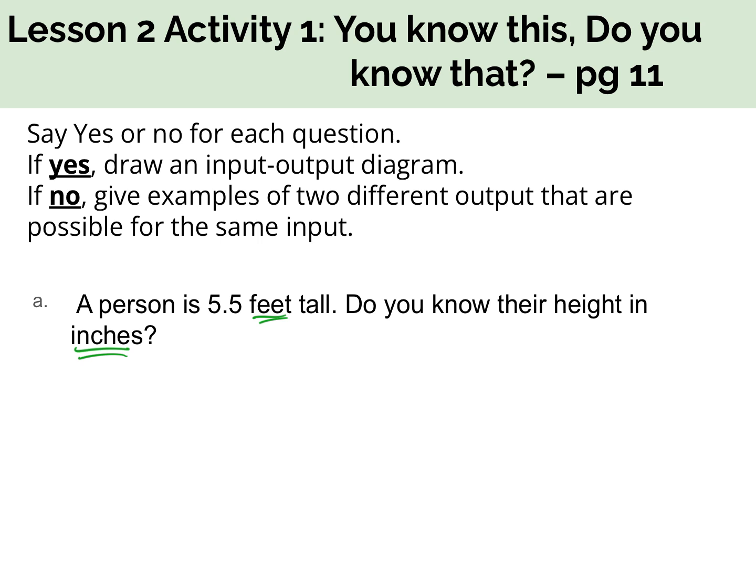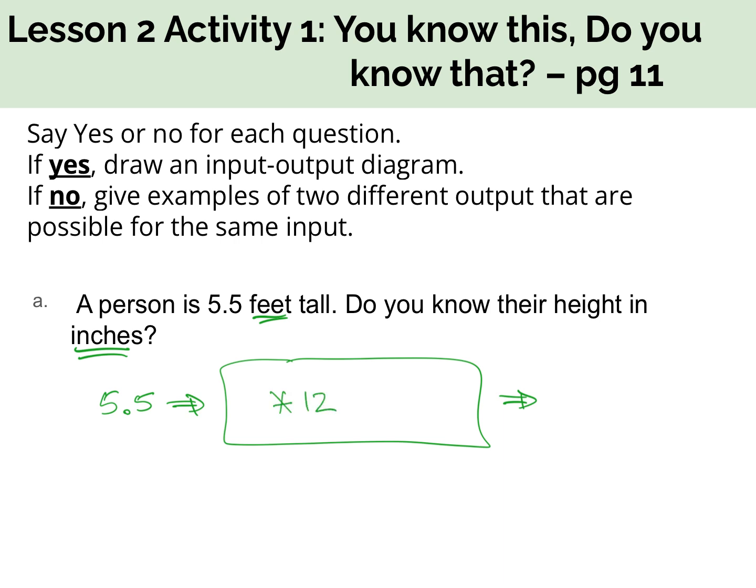How do we actually draw this? So we know we have an input-output diagram, right? We have that box. We have the arrows that kind of come out around. So I know that there are 12 inches for every foot. So if I have the 5.5 feet, and I'm trying to figure out inches, I need to go ahead and multiply by 12. So let's grab our calculators. Let's do 5.5 multiplied by 12. And that gives me out 66 inches.